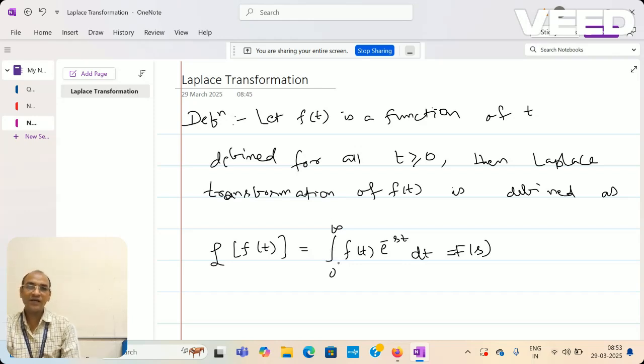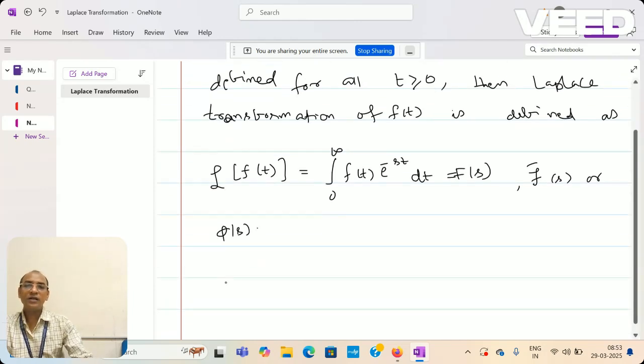If this integral exists, we denote it as F of s, and sometimes we denote it as F bar of s, or sometimes as phi of s. So if this integration exists, then we say it is the Laplace transformation of the function f of t.